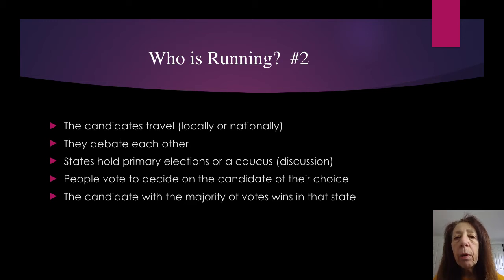States hold primary elections or a caucus. A caucus is a discussion, and then people talk about the candidate they like. In the primaries, people actually vote. The candidate with the most votes in that election, state election, wins that state.